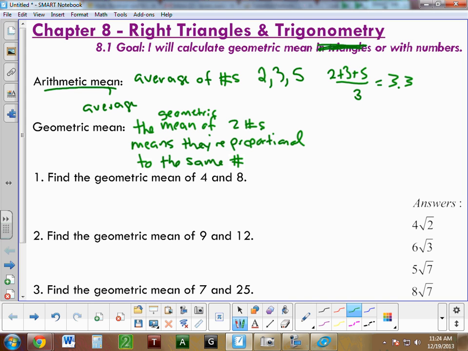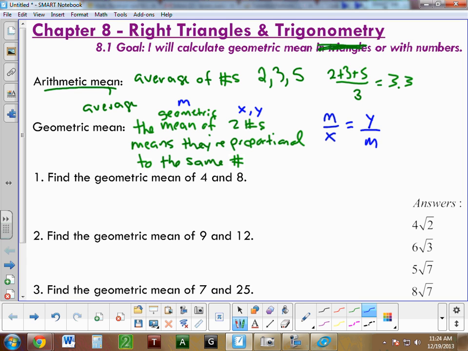So the way that looks, the geometric mean, which I'll use in this case as m for mean. The geometric mean of two other numbers would be proportional to those other two numbers. So I'll call those two other numbers x and y. That's kind of what the setup would look like. You set up a proportion, they're proportional to both numbers.